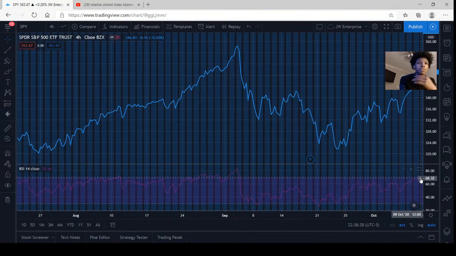So if I tell y'all to put in a put, I'm thinking it's gonna drop. I'm thinking it's gonna drop because my price is overbought, and the reason I can tell my price is overbought is my relative strength indicator. It's over my dotted line. This purple line is over my dotted line.